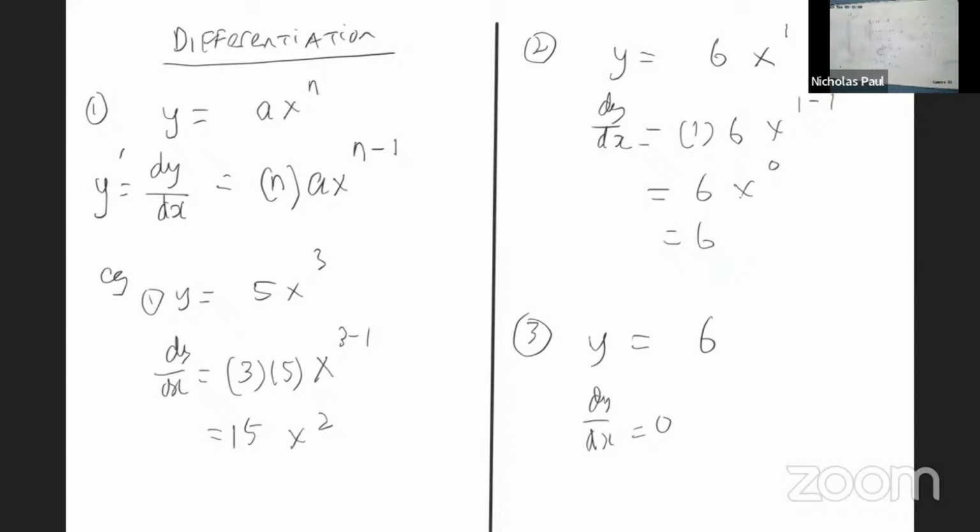So you bring down the power, you minus 1 from the power. That's basically how you differentiate. The differential of a constant is 0. The differential of 6x is simply 6. Copy down. Let's go again.